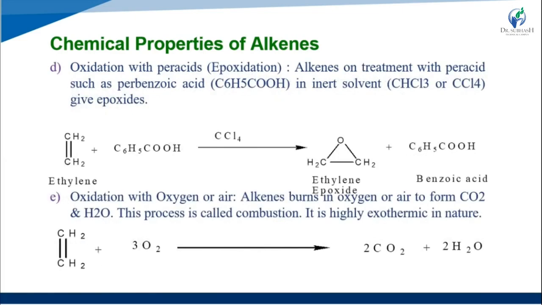Now oxidation with per acids, like epoxidation. Alkenes on treatment with per acids such as perbenzoic acid, C6H5COOOH, in an inert solvent like CHCl3 or CCl4, give the epoxide. So ethylene plus perbenzoic acid in the presence of CCl4 makes ethylene epoxide, and benzoic acid is also removed.